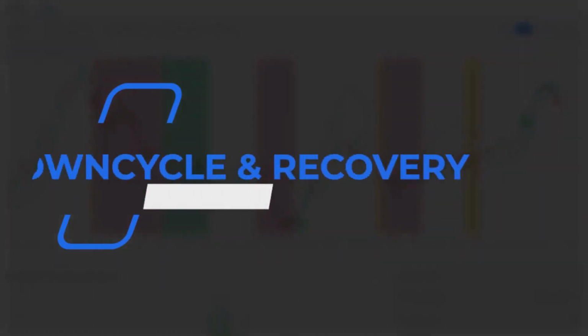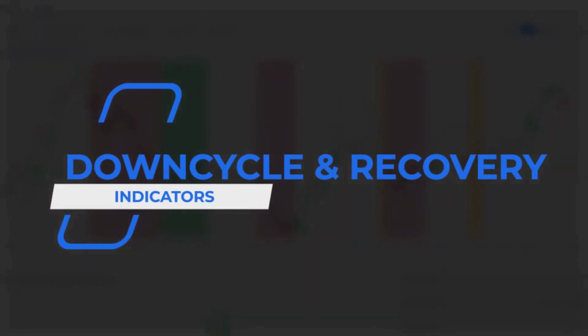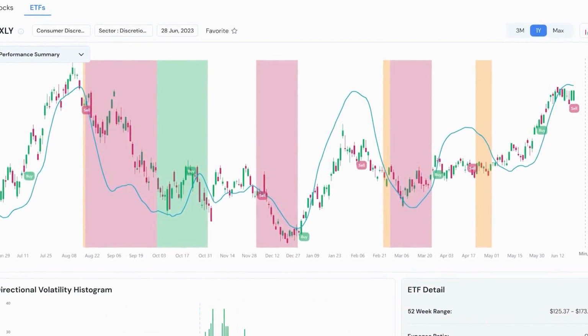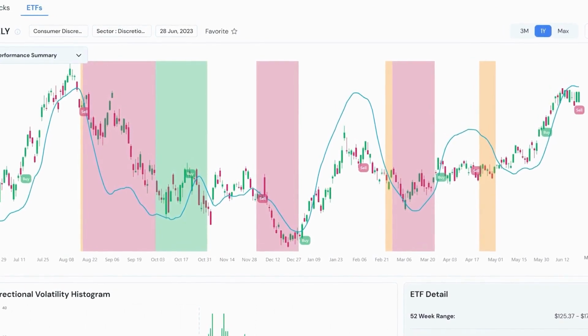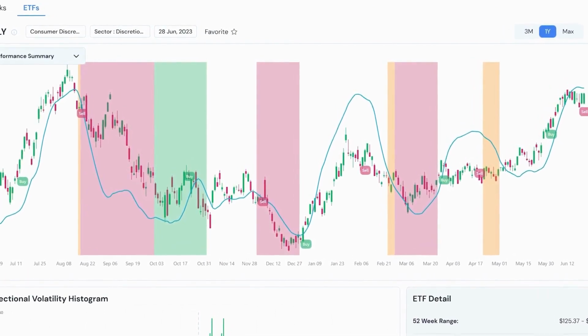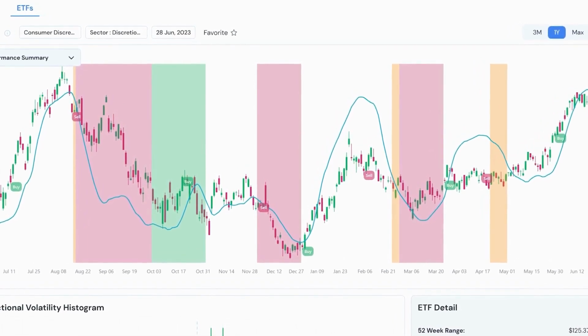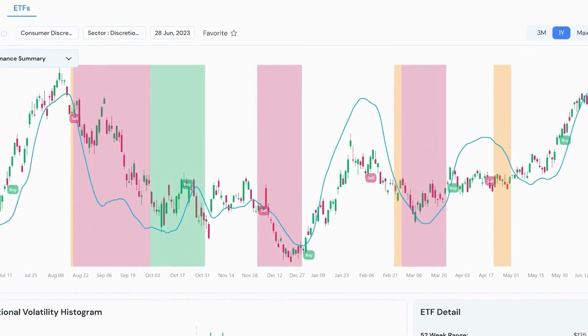Next, let's take a look at the down cycle and recovery indicators. These indicators provide a warning of major market drawdowns followed by a recovery period that can provide excellent opportunities to re-enter the market. These indicators are applied at the sector and the individual stocks that make up that sector. And sometimes avoiding major market corrections is all you need.